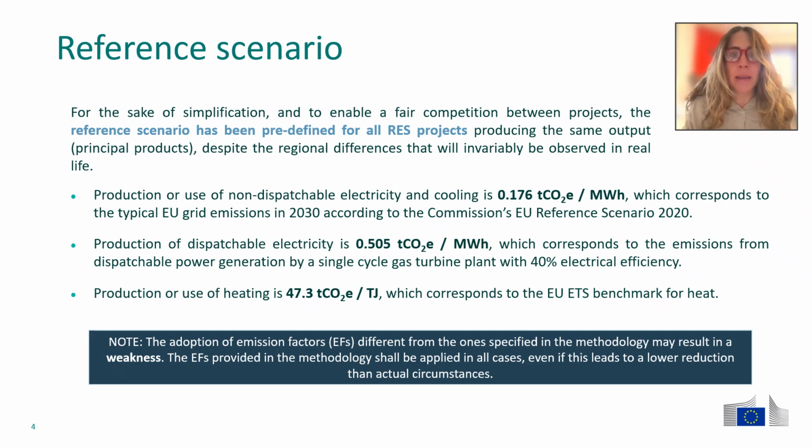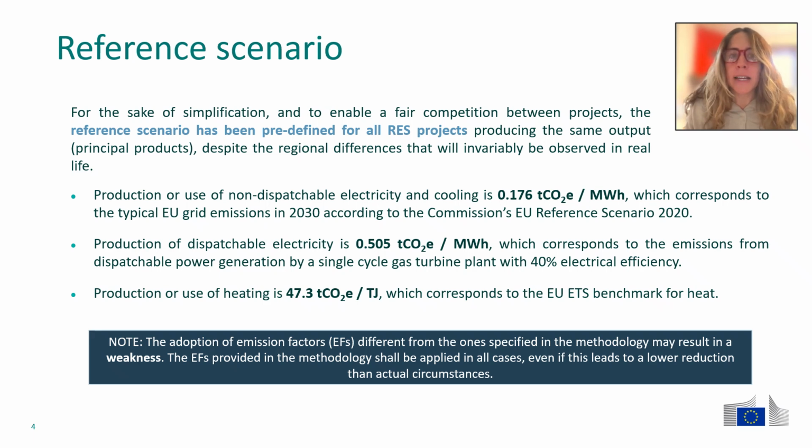For all projects aiming to produce non-dispatchable electricity, cooling, or to consume renewable energy in non-Annex 1 activities, the forecasted EU grid emissions of 0.176 tons of CO2 per megawatt hour shall be adopted. Then, if your principal product is dispatchable electricity, you are allowed to adopt the value of 0.505 tons CO2 per megawatt hour, which corresponds to the generation in a power plant using gas turbine.